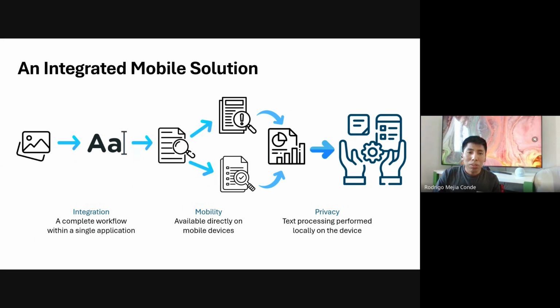An integrated mobile solution: the application provides a complete workflow within a single mobile application. First, the user captures or imports images. Then the next step is to extract the text using OCR. The extracted text can be reviewed, edited, and analyzed. Finally, the results are presented through visual indicators and reports. The application also emphasizes privacy because the processing is performed locally on the device. In addition, usability is directed to mobile devices, making linguistic analysis more accessible.